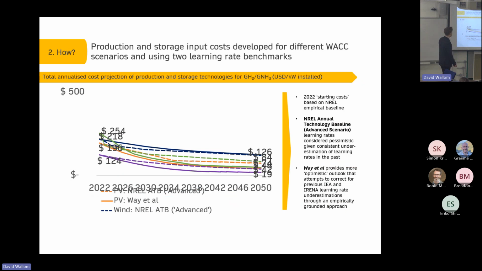This here, I'm not going to talk too much about it. These are basically the learning rates. You'll be very familiar with these. I used NREL benchmarks as kind of the 2022 starting point. The optimistic learning rates were taken from the paper by Wei et al. That was a paper done here where they basically tried to correct all the errors that you see from NREL and IEA learning rates. They always underestimate them. But for the pessimistic one, I used one of those NREL learning rates, which are generally sort of underestimates.